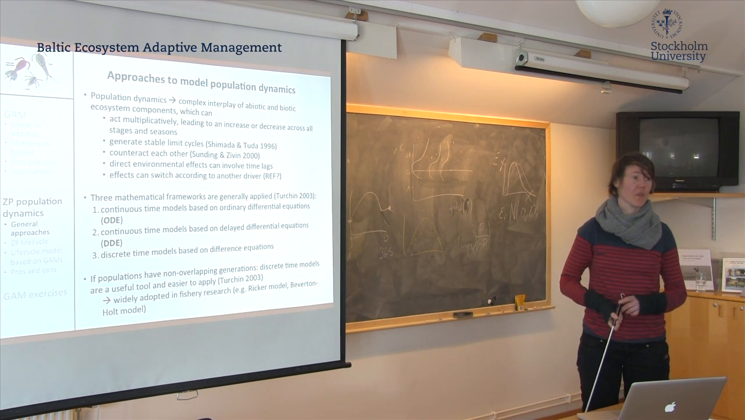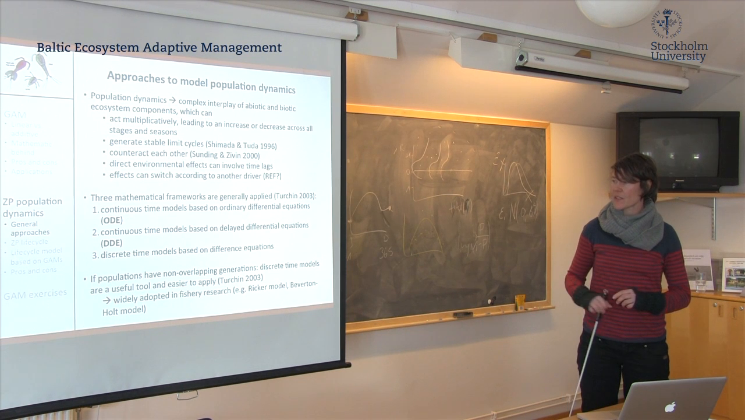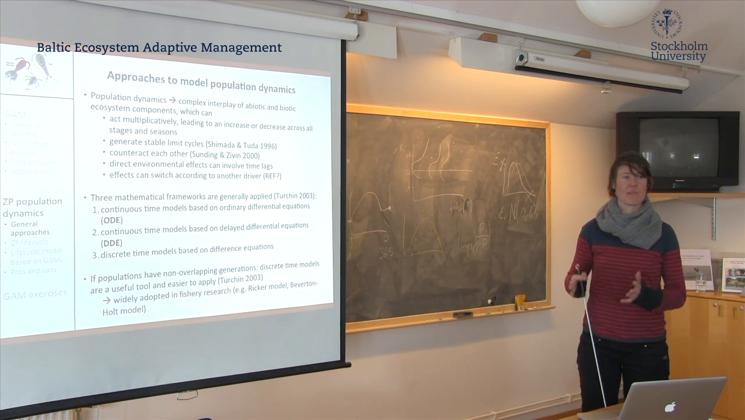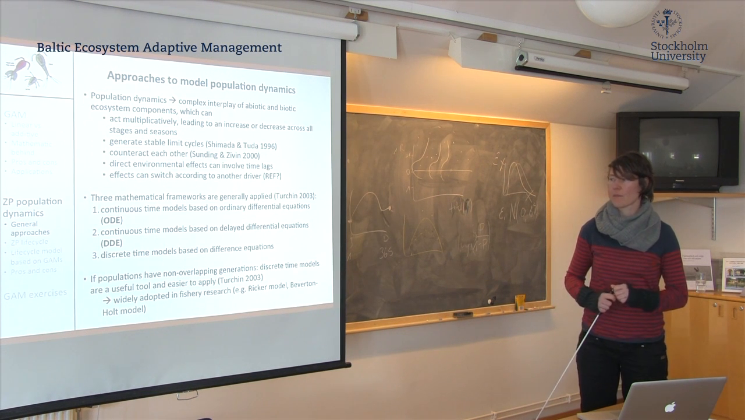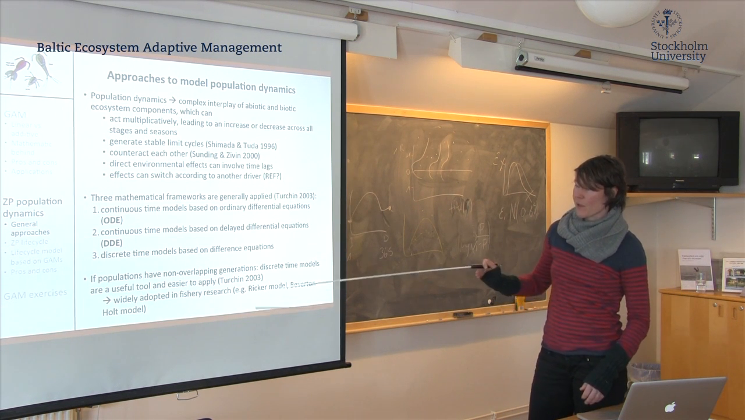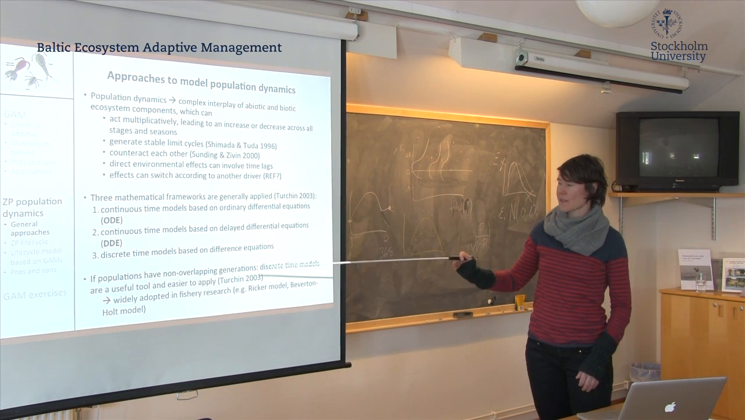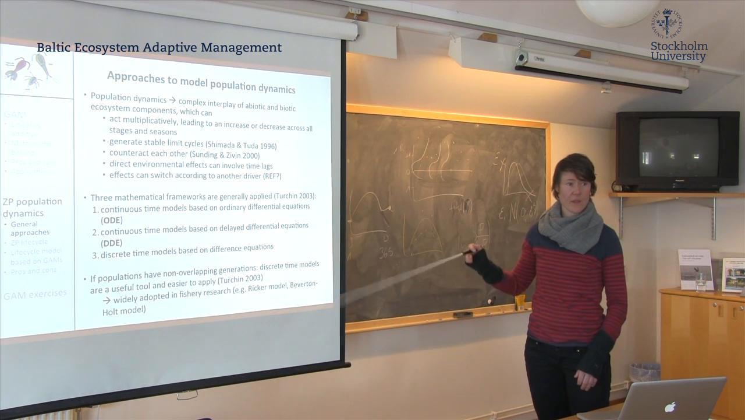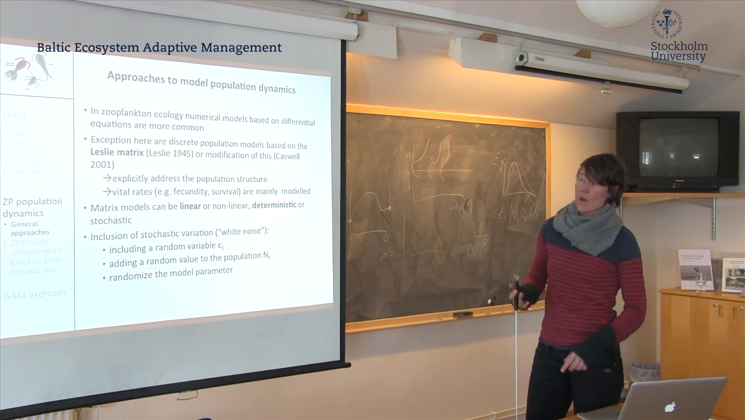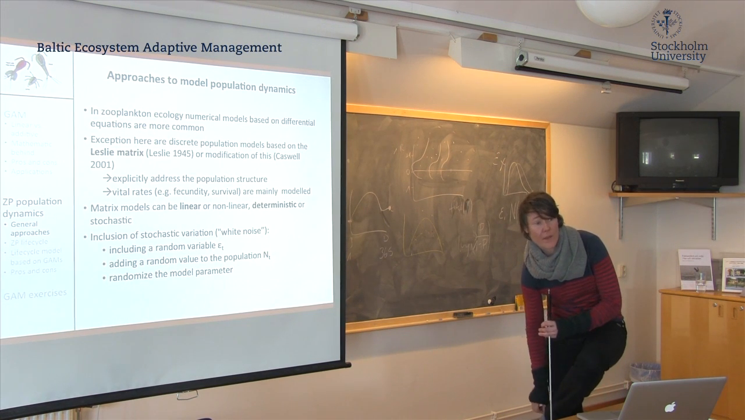If you have populations that have non-overlapping generations, then it's easier to use discrete time models, as they are really easy to build up and easy to understand. And still, those discrete models can generate a lot of different patterns, like oscillation patterns, as well as chaotic patterns. So these models are widely adopted in fishery research. For example, the Ricker model and the Beverton-Holt model are all discrete population models. However, in zooplankton ecology, most of the time numerical models are applied.